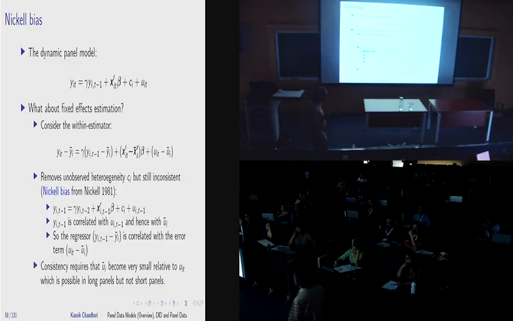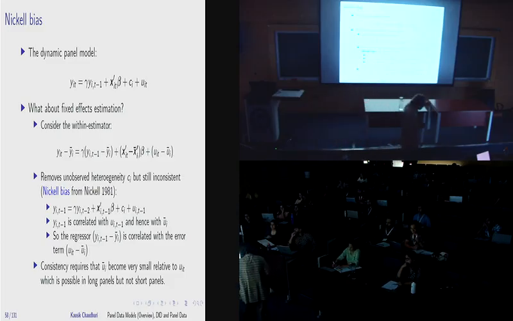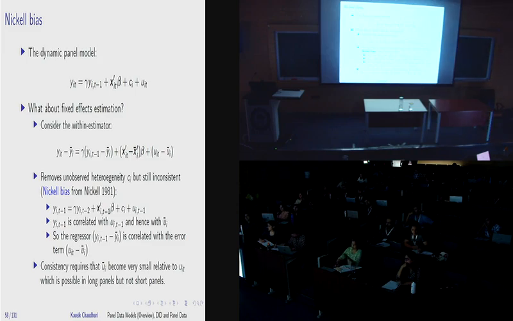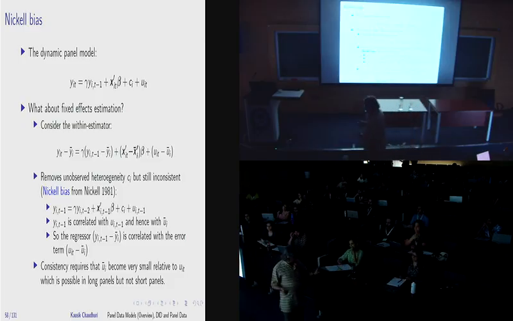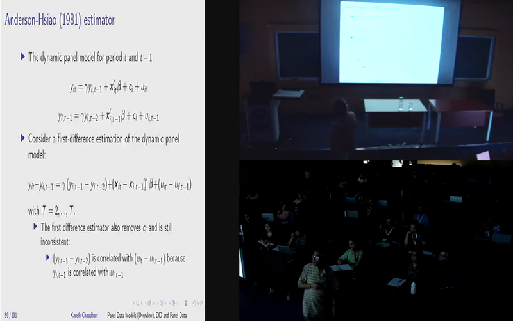Nickell has a very famous paper. If I recall correctly, it is 1981 Econometrica, and the paper title is Nickell bias in case of fixed effect estimator. So given this, what I try to show you is that OLS is inconsistent, the random effect model is inconsistent, as well as the fixed effect model is inconsistent when you have a dynamic panel setting, or a short panel dynamic panel setting.